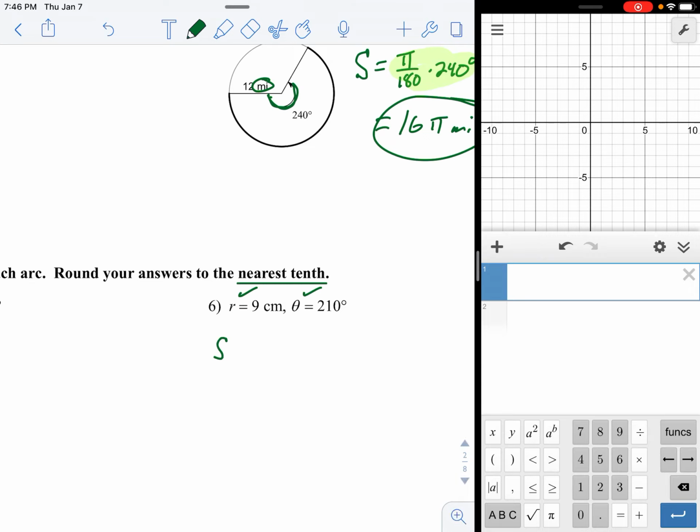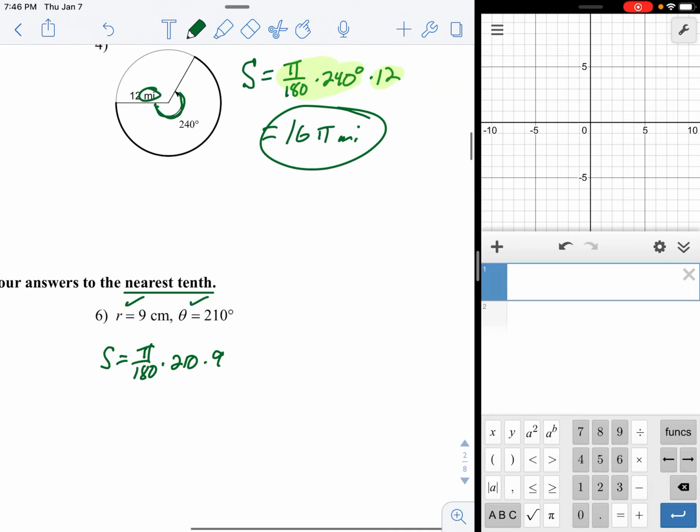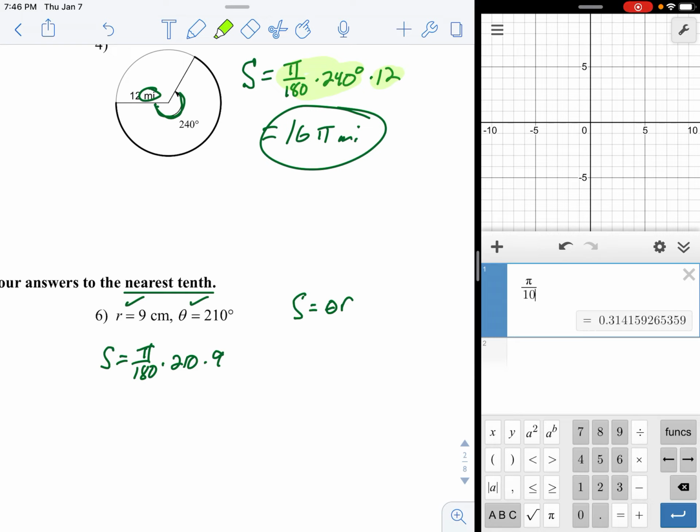So here, S equals pi over 180 times theta, which is 210, times r, which is 9. Again, the formula, S equals theta times r. This part here is the theta, just to beat that to death. But sorry if I'm getting carried away. So anyway, I want to type this in the calculator. Now I am going to use the pi button. Pi over 180. Oops, let's get this right. Pi over 180 times 210 times 9.